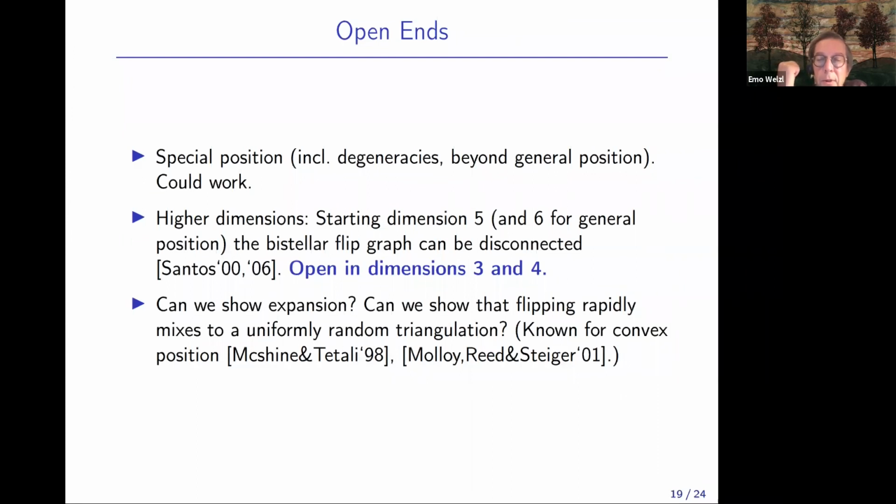This is known for 20 years now, roughly, if the points are in convex position. If you have the triangulations of a convex polygon, then there is rapid mixing. I think the upper bound is something like n to the 5th or n cubed, I don't remember, and there's a lower bound of n to the 3/2. But there is close to nothing known if you go away from convex position. So that would be really nice.